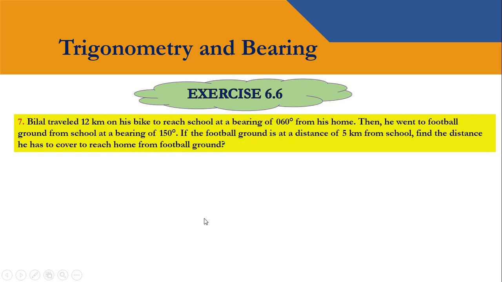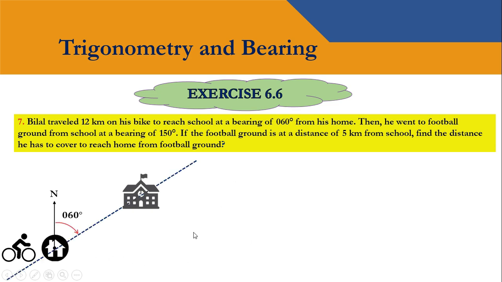Now moving toward question number 7. Bilal traveled 12 km on his bike to reach the school at a bearing of 60 degrees from his home. This is the location of the home. First we have to construct a bearing of 60 degrees. To construct that, find the location of the north and then construct an angle. Now construct a line in the direction of the 60 degree bearing. On this line, Bilal traveled 12 km to reach the school.